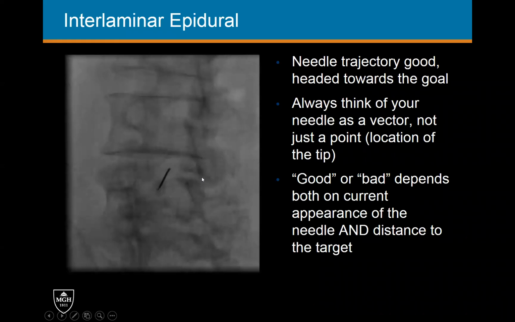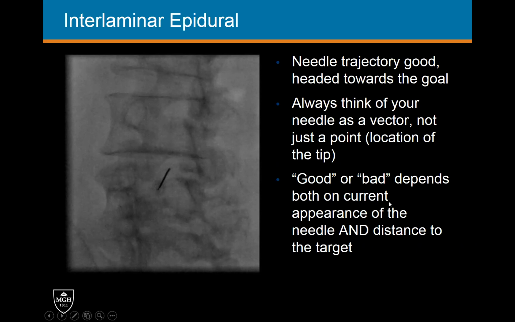All right, and then again, remember that at this point you can see the hub of the needle down here and the tip up here. Your goal is to be all the way up here. So remember that you always think of your needle as a vector, not just a point. Of course, ideally you have things bullseyed, but especially in spine, you really want to think about it more as a vector because of the challenges that may come in between.